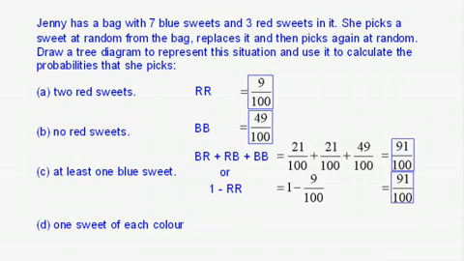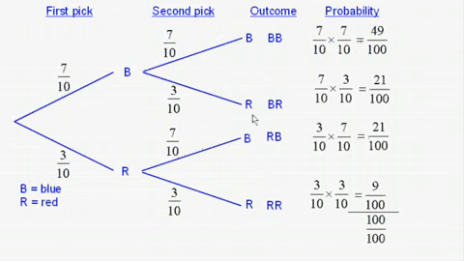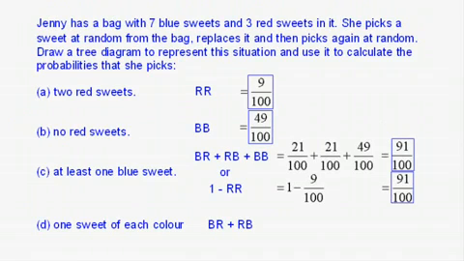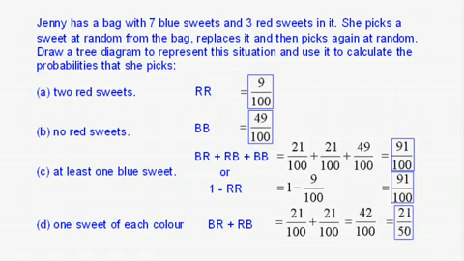Now what about the last one? 1 sweet of each color. Well, that's just the 2 middle branches: first blue, then red, or first red, then blue. So it's this or this, so we add those 2 probabilities together. Blue-red plus red-blue, 21 hundredths plus 21 hundredths, 42 hundredths, which we may choose to simplify to 21 fiftieths.